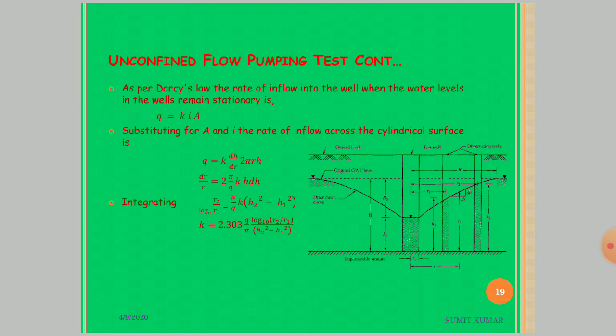As per Darcy's law, the rate of inflow into the well when the water level in the well remains stationary is Q is equal to K i A. Substituting for A and i, the rate of inflow across the cylinder surface is Q is equal to K into dh by dr into 2 pi r h. After rearranging and integrating, we get permeability K is equal to 2.3 into Q by pi into log10 r2 by r1 divided by h2 square minus h1 square.